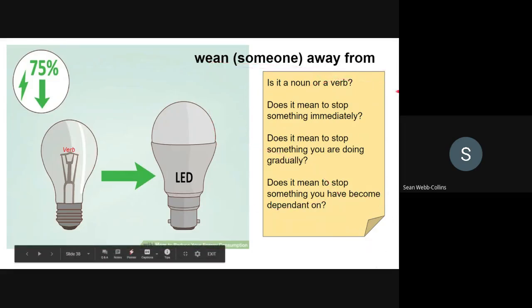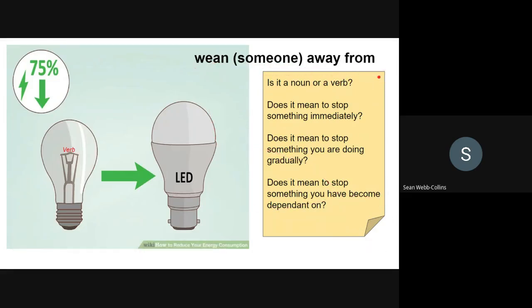Wean someone away from. Is it a noun or a verb? Well, it's actually a phrasal verb, a phrasal expression. And the second question, does it mean to stop something immediately? Well, what is the expression we say if you stop something immediately? That's right. Go cold turkey. If you stop something, you stop cold turkey.